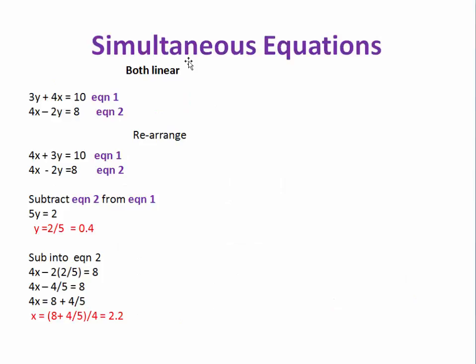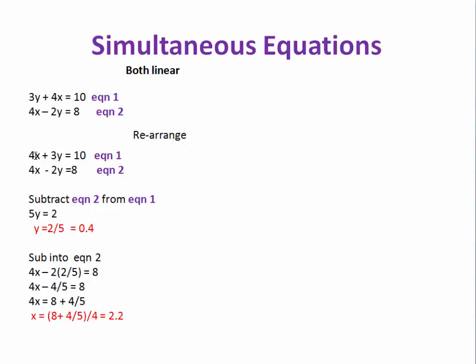Here we're given two simultaneous equations. They're both linear. 3y plus 4x equals 10, 4x minus 2y equals 8. So this is already in the form that we want, the x first and then the y equals 8. Let's rearrange this, so moving the x to the other side, we get 4x plus 3y equals 10 and 4x minus 2y equals 8. We can see that these x coefficients are the same and they're the same sign.